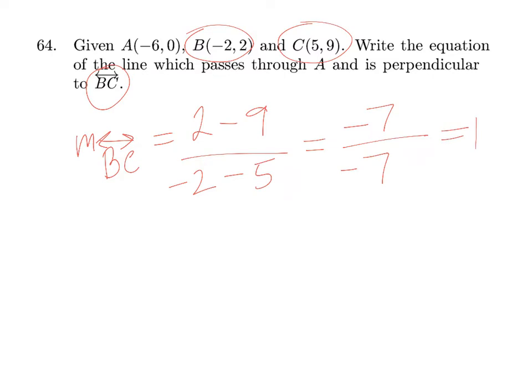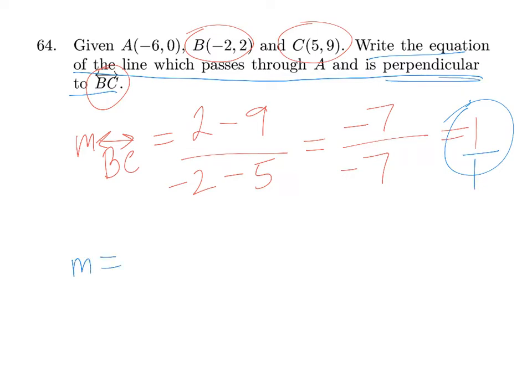Now I need to write the equation of the line which passes through A and is perpendicular to BC. All right, excuse me, I had a little hiccup there. All right, so I have this slope. Write it as a fraction. All right, so they have to be perpendicular. All right, so what do I do to this fraction? I flip it, and I change the sign, negative.